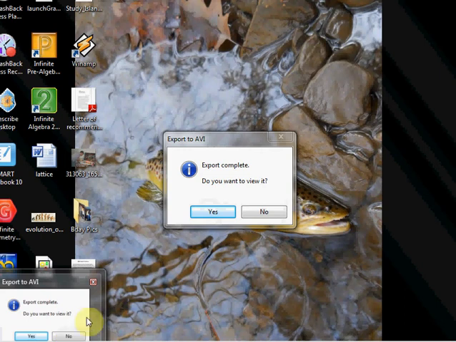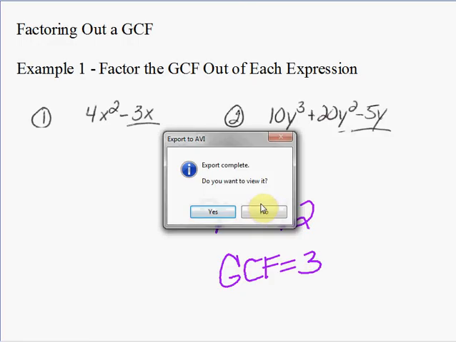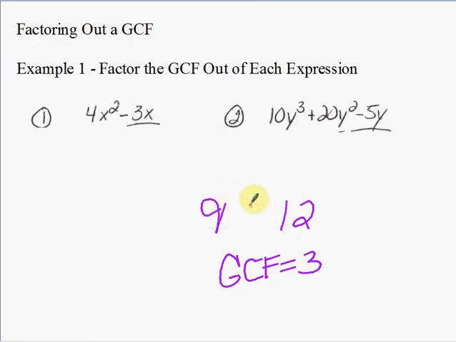I'm going to do something here real quick. Do you want to view it? No. Okay. So we'll keep going on with this.